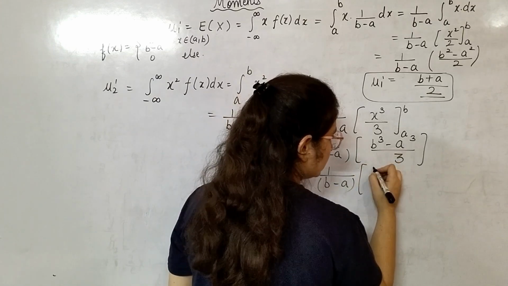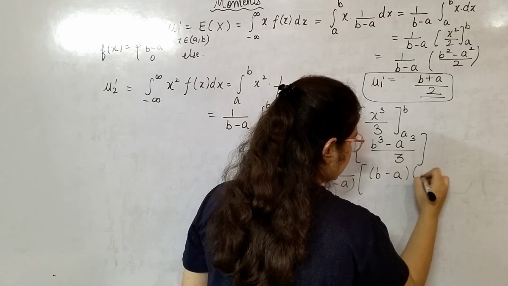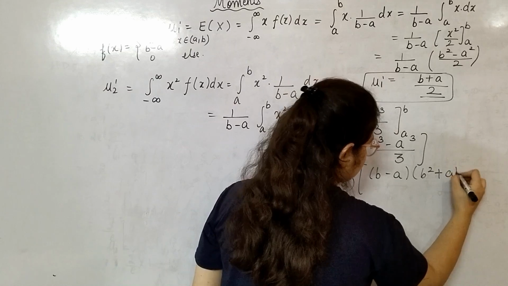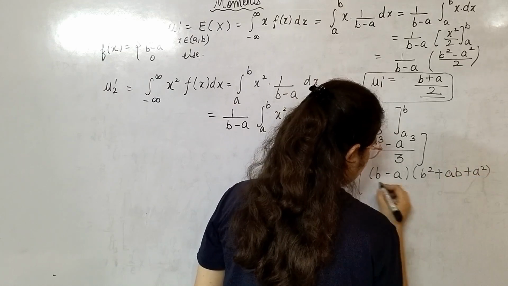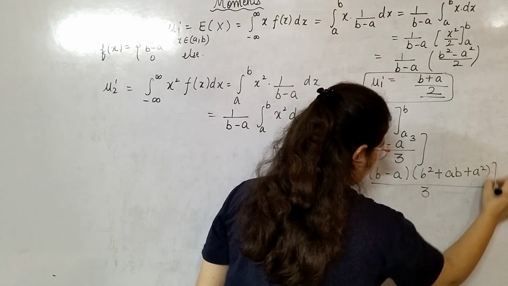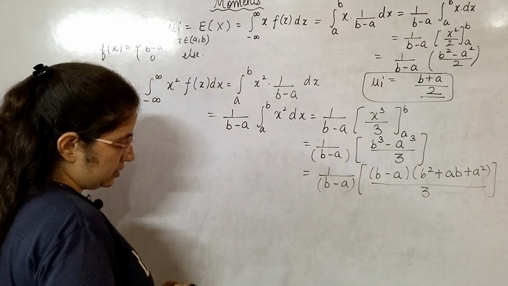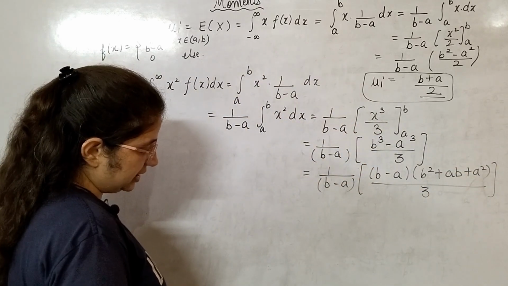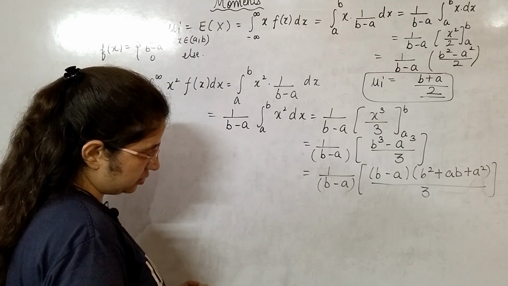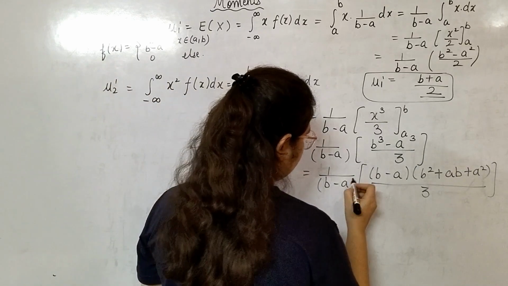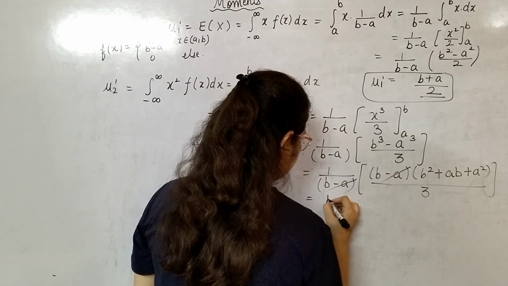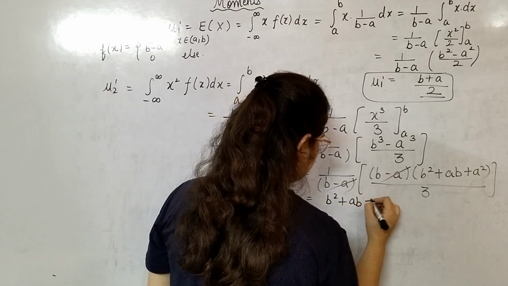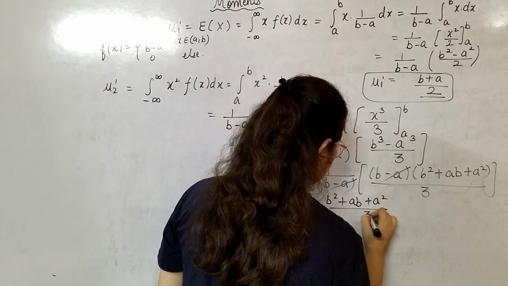I can write it as 1 upon (b minus a). What is the formula for this? I can write b cube minus a cube as (b minus a) into (b square plus ab plus a square). This is the formula; I directly opened it here. Now cancel the numerator (b minus a) and the denominator (b minus a). What you will get is (b square plus ab plus a square) by 3.